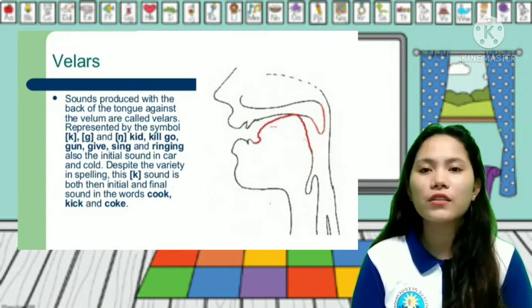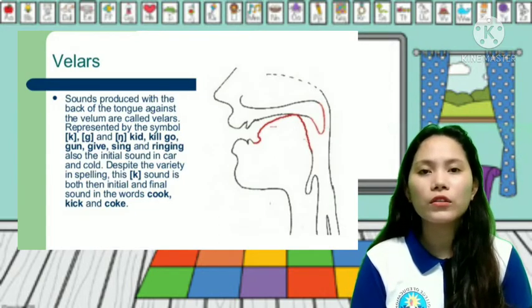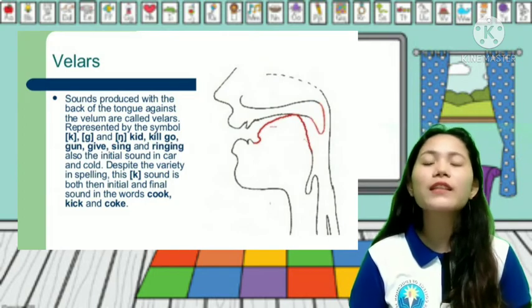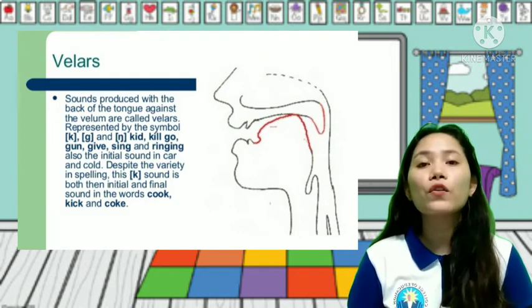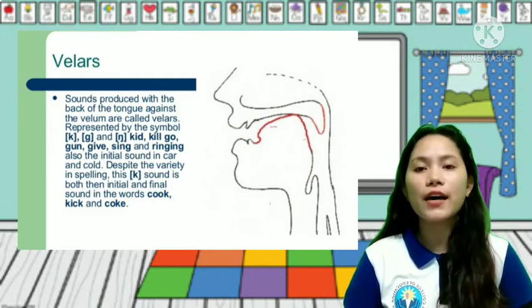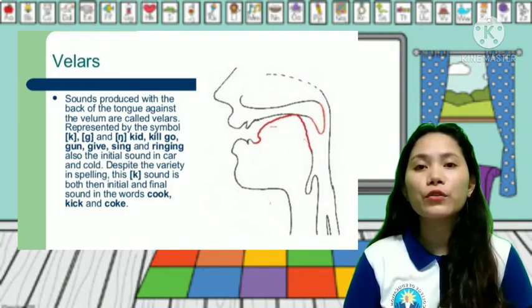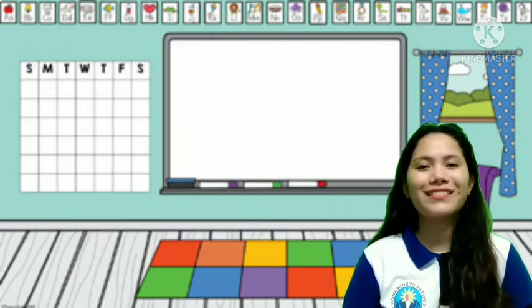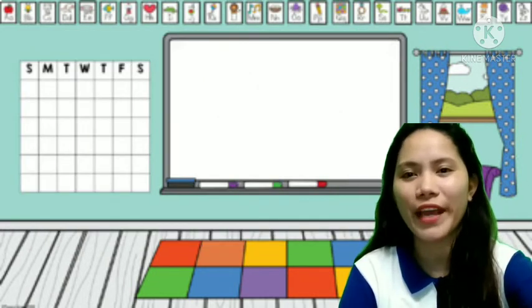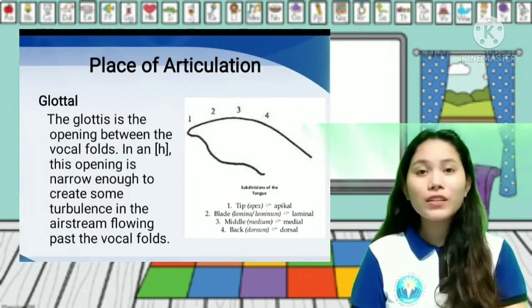Also, the initial sound in car and cold. Despite the variety in the spelling, this K sound is both the initial and final sound in the words cook, kick, and go. Okay, so next is the glottal.